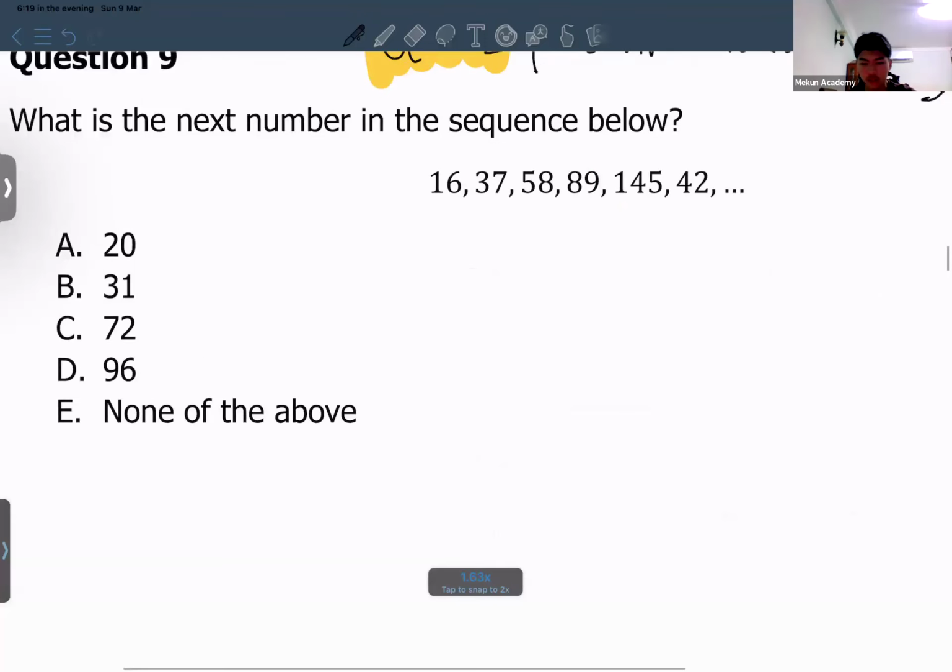Okay, so to find the next term in the sequence, you need to know the pattern between each of the terms. So from this, you can see that for the second term, 37.